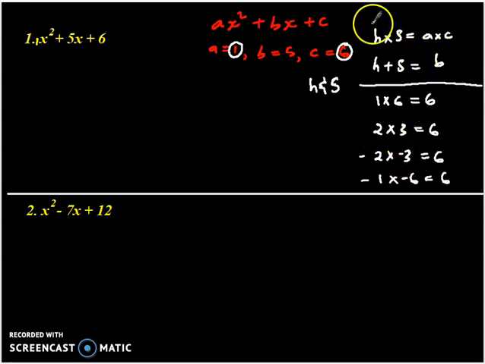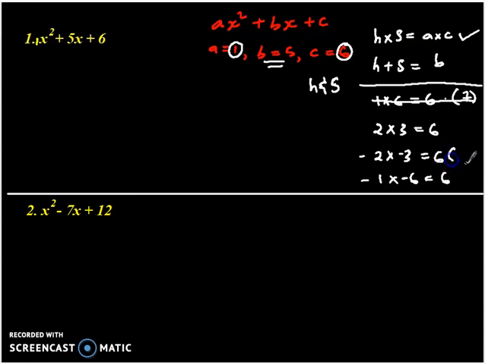If you notice, all the numbers here multiply to give you 6. All of them. So we got that out of the way already. And then we need to find which two numbers add to give you b. In this case, b is 5. So if you add 1 and 6, this would give you 7. So 1 and 6 are not the numbers.